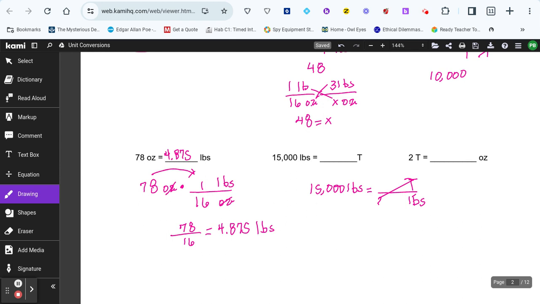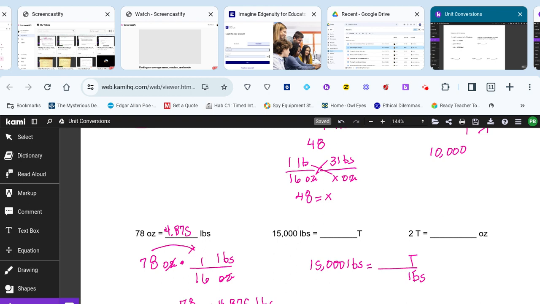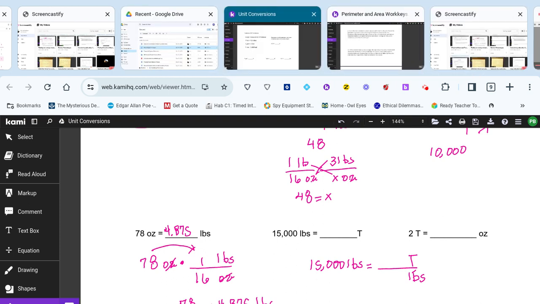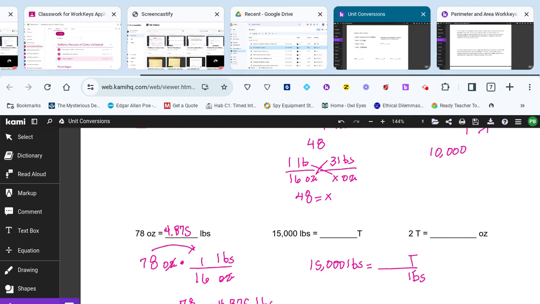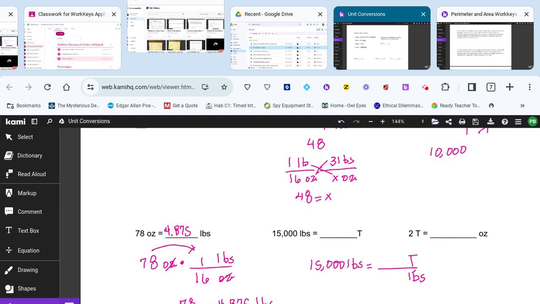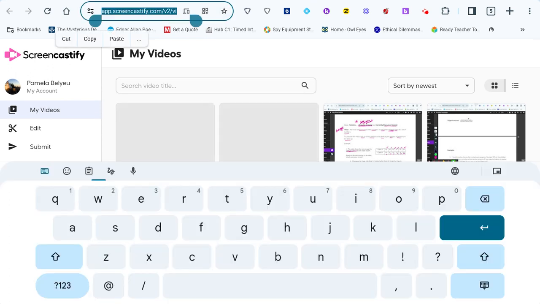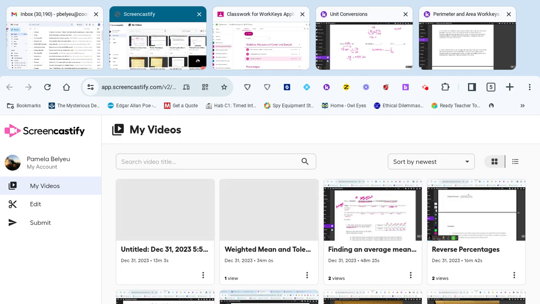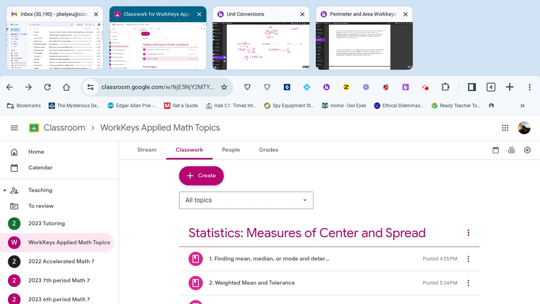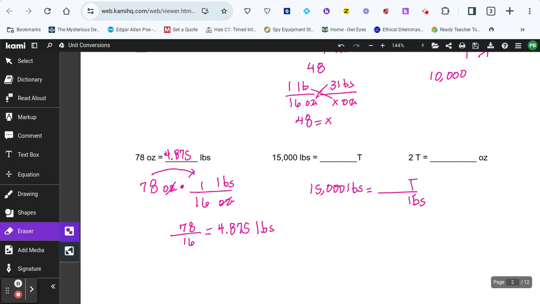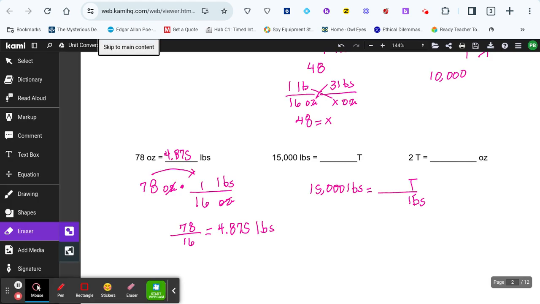I think I got too much stuff open. Let me see if I can close some of this stuff. I'm on the unit conversions now. I don't want to close Screencastify right there. Let's close up my Gmail and go back to my unit conversions and see if this pen works a little faster.